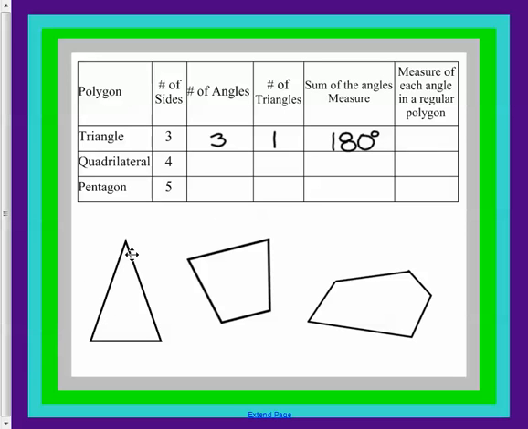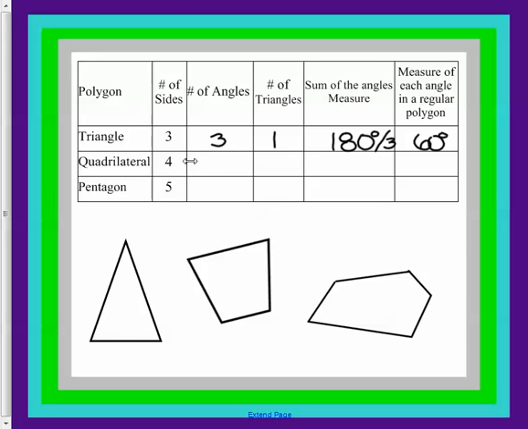So if we were to look at each individual angle in a regular triangle that's equilateral, so it has both the same side lengths and the same angles, each angle would be 60 degrees. The way that we can figure that out is by dividing the total measure by 3. Why 3? Because that's how many angles we have.